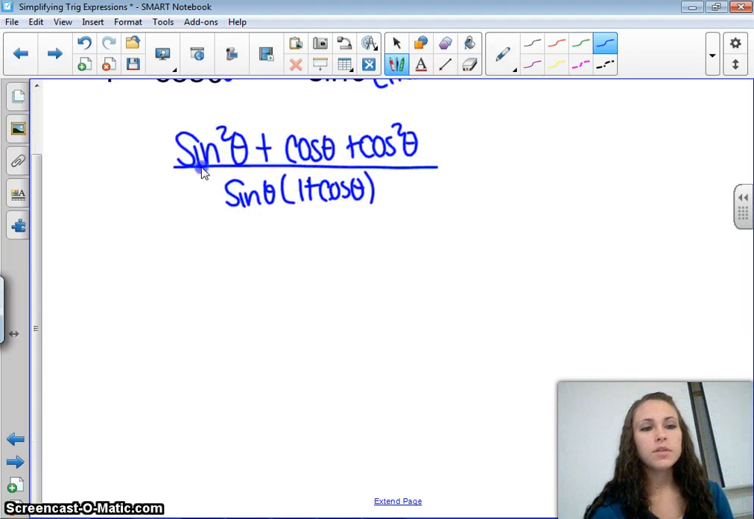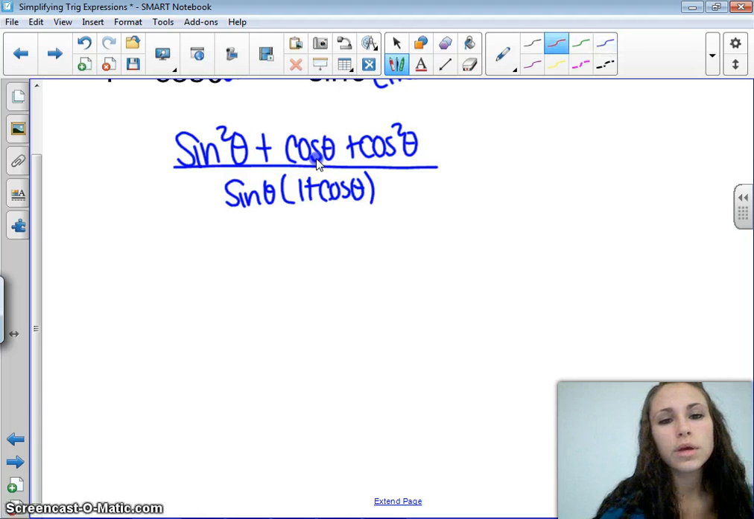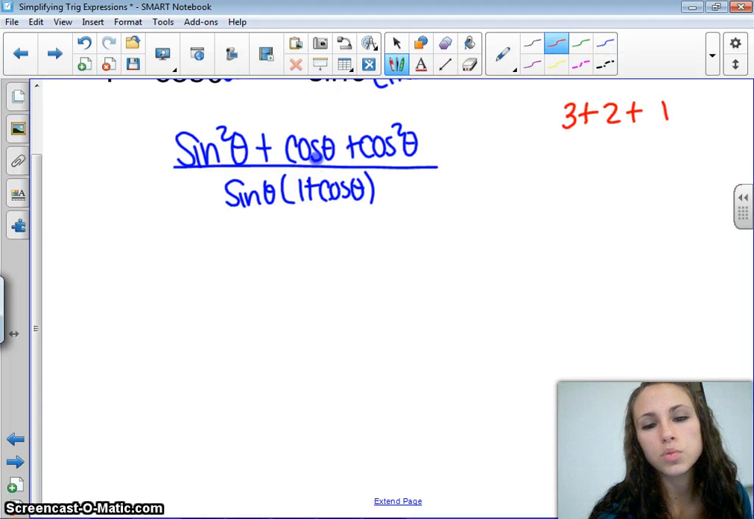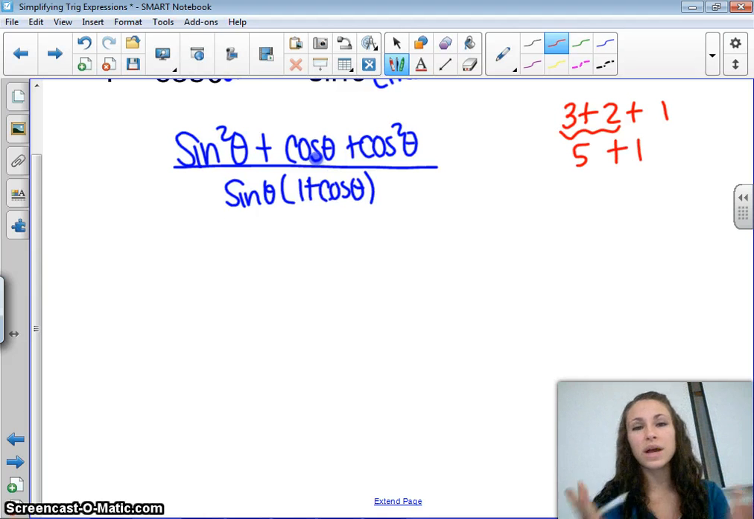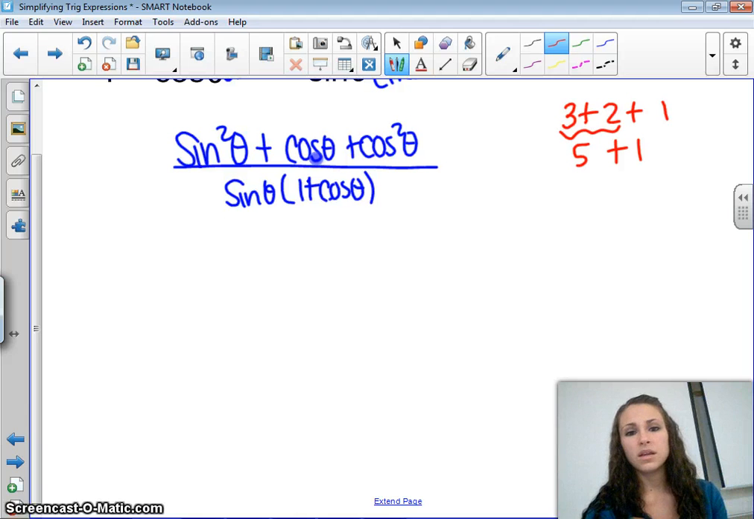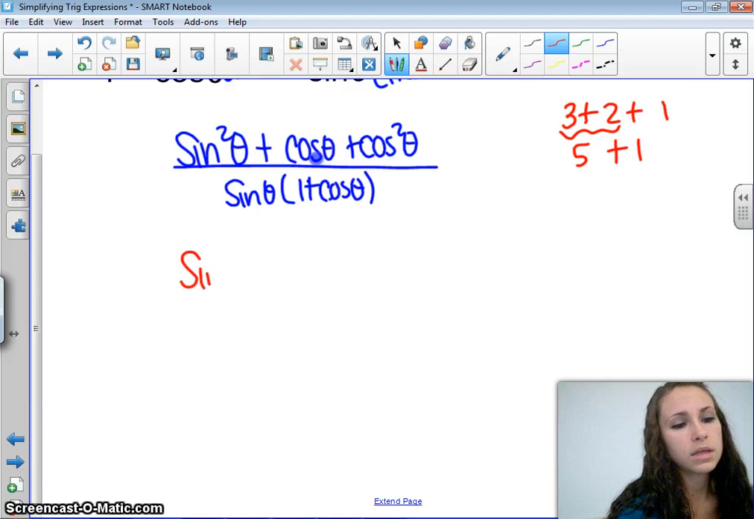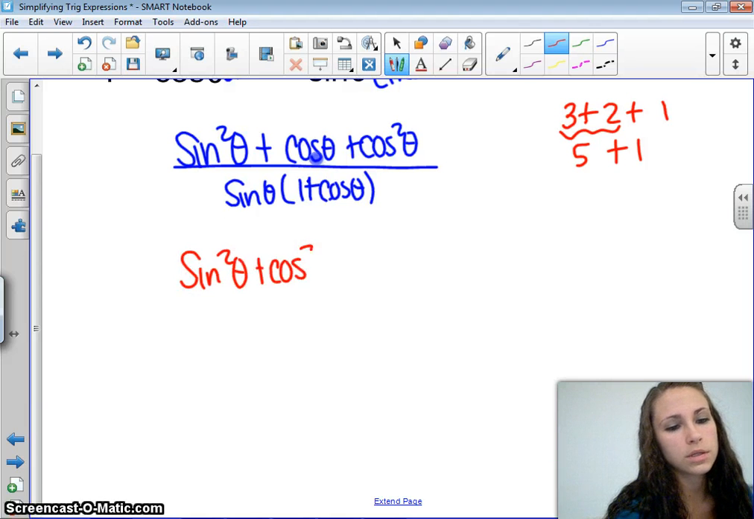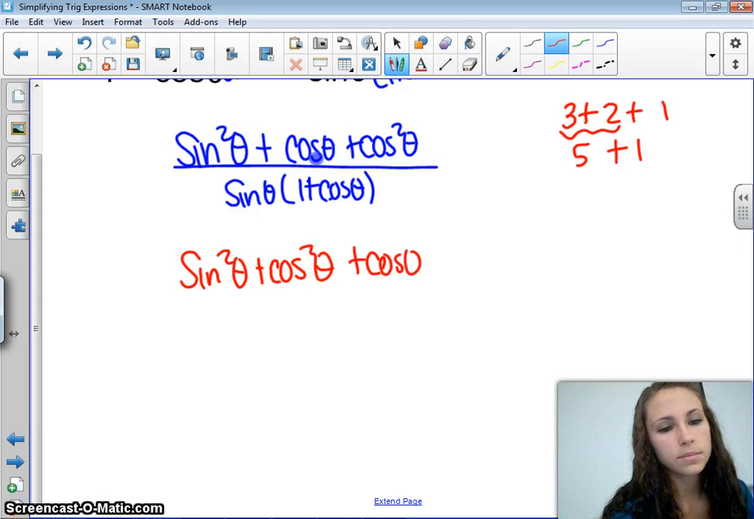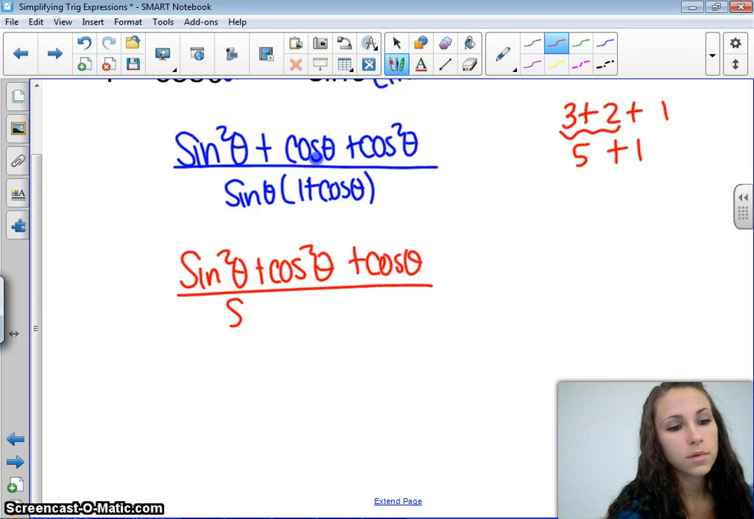Now, even though these three terms are not necessarily in the right order that I need them to be right now, since they're all addition, I can just move them around. So right quick, if we had 3 plus 2 plus 1, I could rewrite this and say that is really just 5 plus 1. And so I can combine things that will combine, since it's just addition, in any order that I want. And so what I'm going to do is rewrite the top and make this sine squared plus cosine squared plus cosine, all over my common denominator, sine, and then 1 plus cosine.